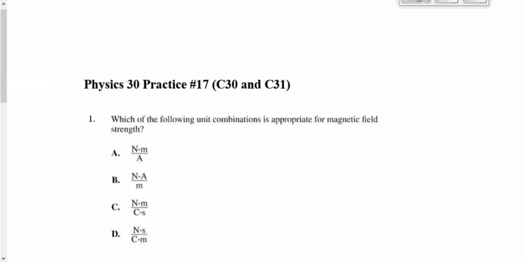Let's have a look at practice question set number 17 up on the board here now. Question number 1 says, which of the following unit combinations is appropriate for magnetic field strength? Listen, we know magnetic field strength is measured in Tesla. Well, none of these are Tesla. It'd be nice if one of them said Tesla because that would be the answer.